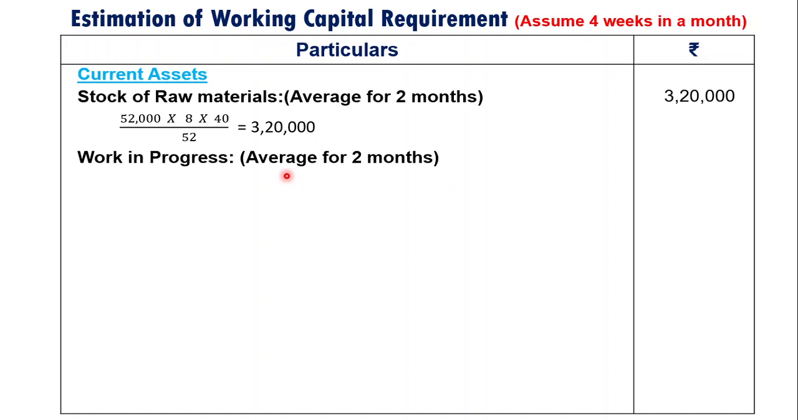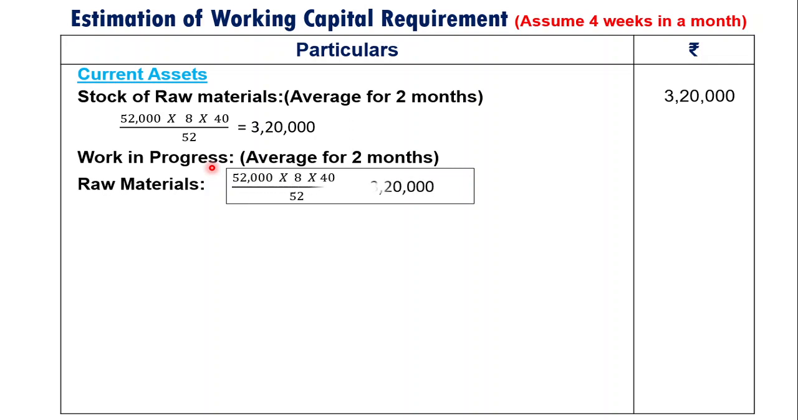Work in progress, on an average, the information is provided as 2 months. Again, 2 months in the sense 8 weeks is to be taken into account. Work in progress consists of 3 major components. First one, raw materials. Raw materials, that is 52,000 units into 2 months in the sense 8 divided by 52 into raw material value per unit 40, that equals 3,20,000 to be recorded in the inner column, because still 2 more items are to be recorded under the head of work in progress.